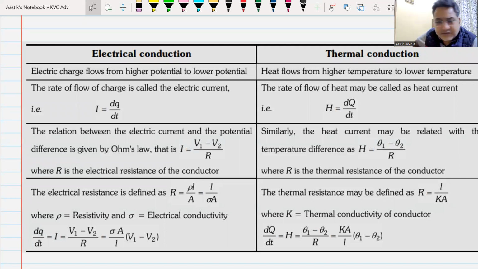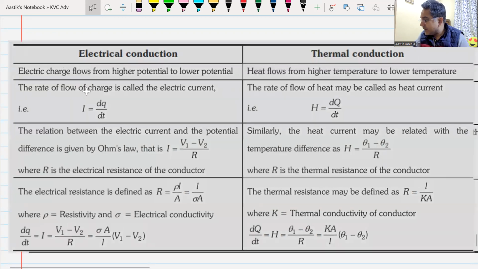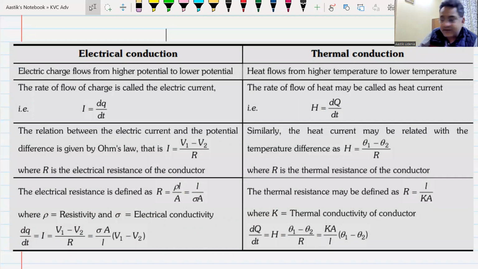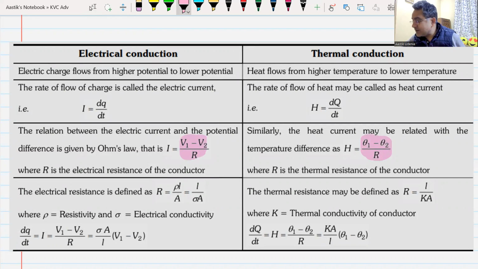Then you can draw this table and understand the similarity between electrical conduction and thermal conduction. As you can see, both are exactly similar. In electrical conduction, current I is dq by dt; heat current is the rate of flow of heat. Electrical current is (V1 minus V2) by R. Do we see this? Yes, sir. Thermal current is (theta 1 minus theta 2) by R. This electrical resistance is rho L by A, or L divided by sigma A, where sigma is known as your conductivity. Your thermal resistance is L by K A, where K is known as the coefficient of thermal conductivity. Both are similar things. Do we understand this? Yes, sir. I'll give you 2 minutes to note down this table. Note it down.